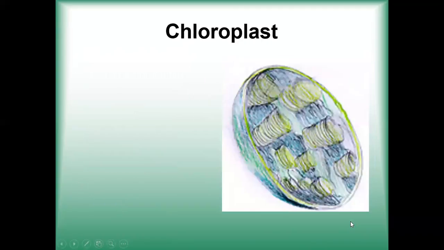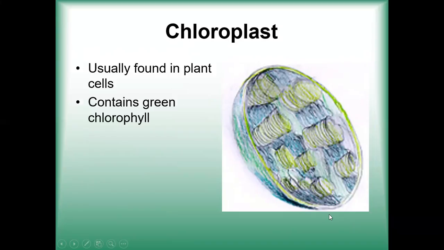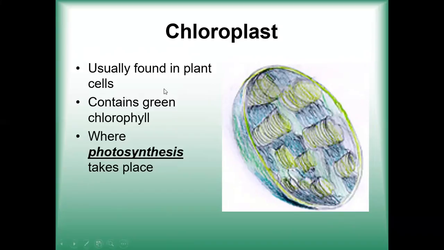Now there are the chloroplasts. These are easy for a lot of people to remember. They're found in plant cells, a couple animal cells, like some bacteria, things like that. But they contain green chlorophyll. They are why plants are green. And this is where photosynthesis takes place because of the chlorophyll. Photosynthesis happens in the chloroplasts here.